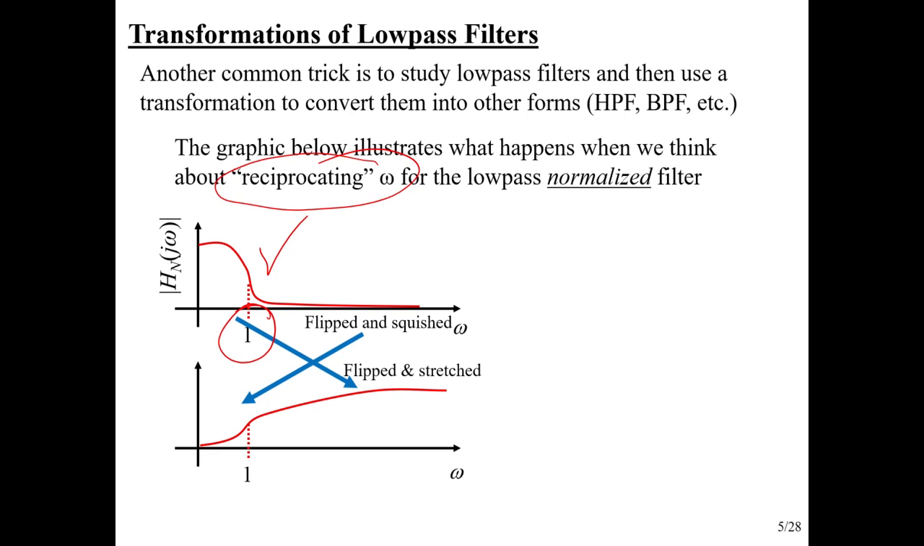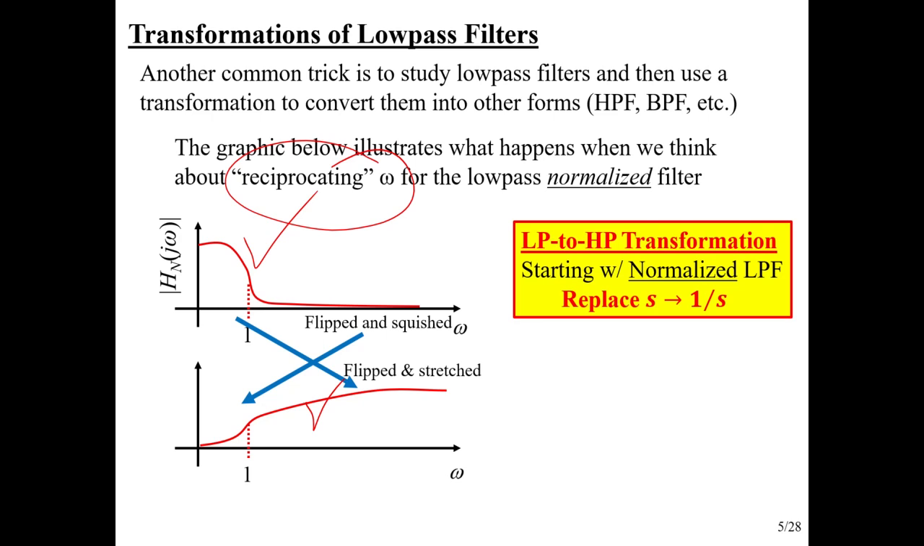If we now reciprocate and look at the numbers between 0 and 1, if we look at 1 over omega for those, they are now going to go from 1 out to infinity. And if we look at the numbers from 1 out to infinity, those are going to go between 1 and 0. And so that's how we can take a filter and convert it from a low pass into a high pass. It's just reciprocating omega. And so that motivates what we need to do with our S.